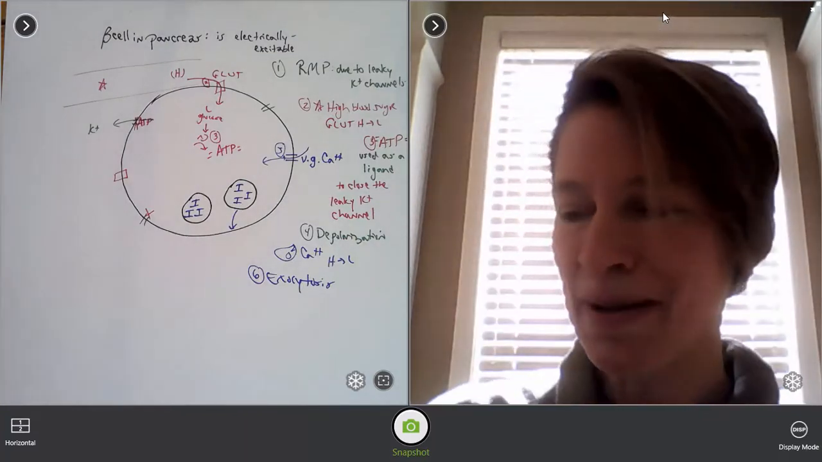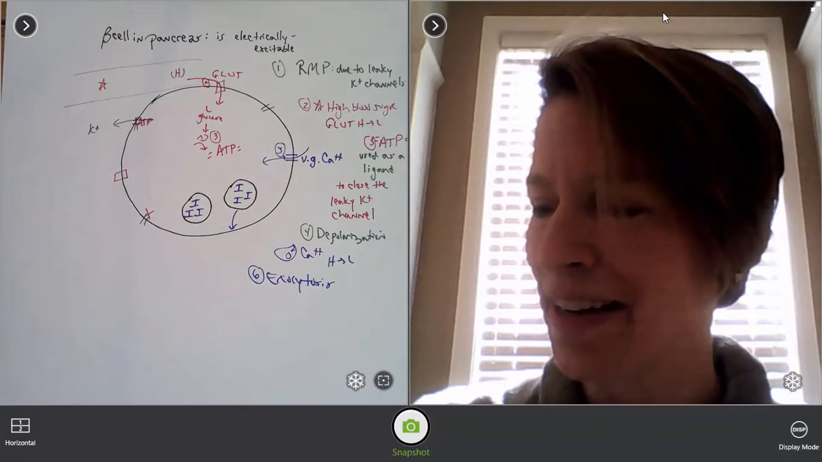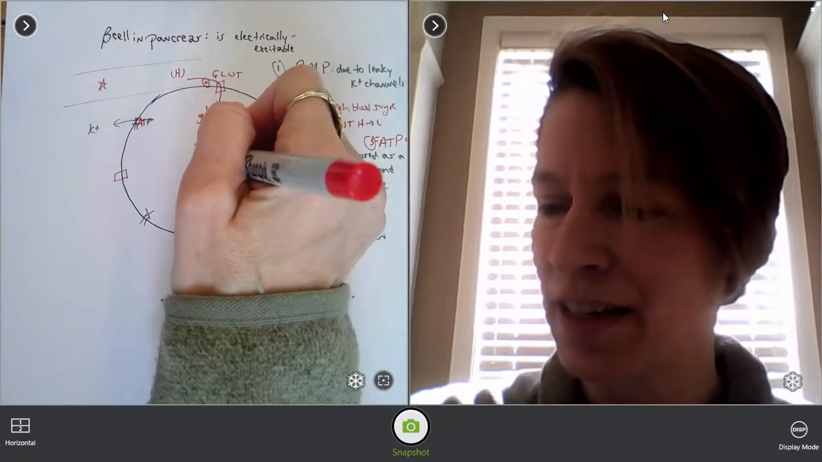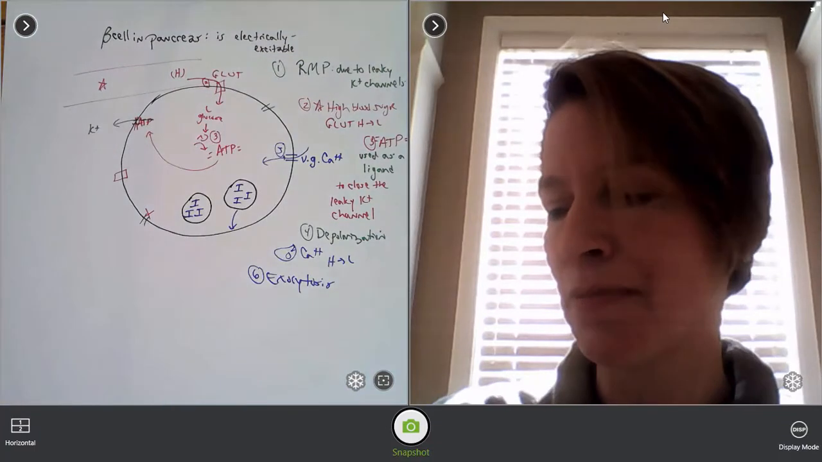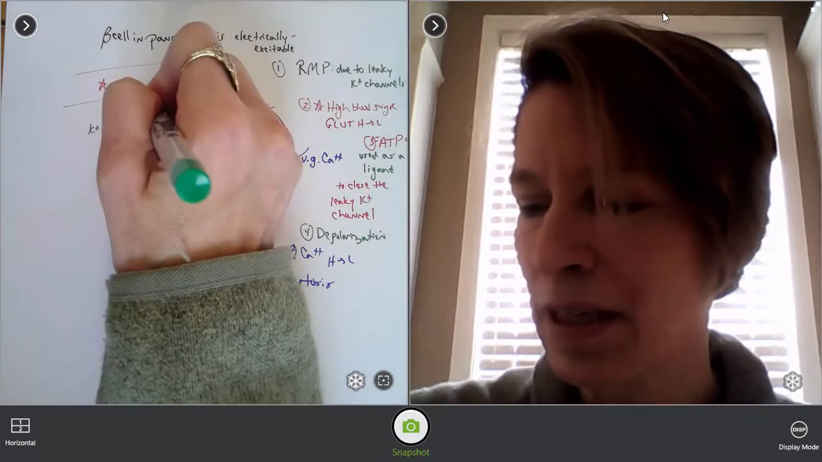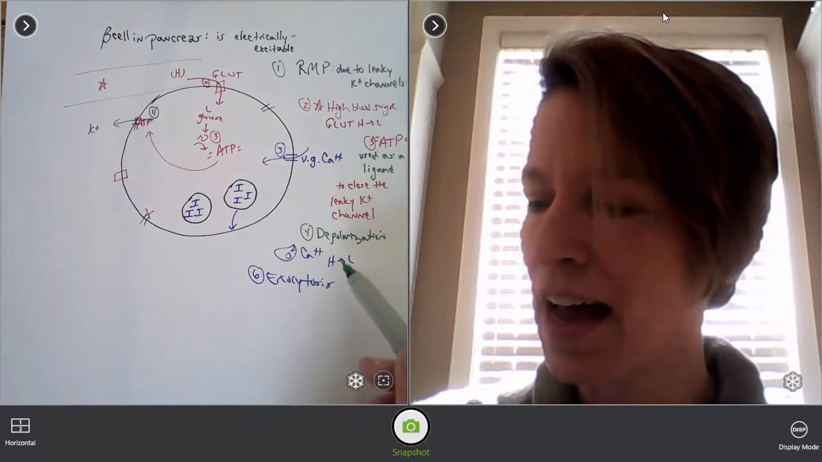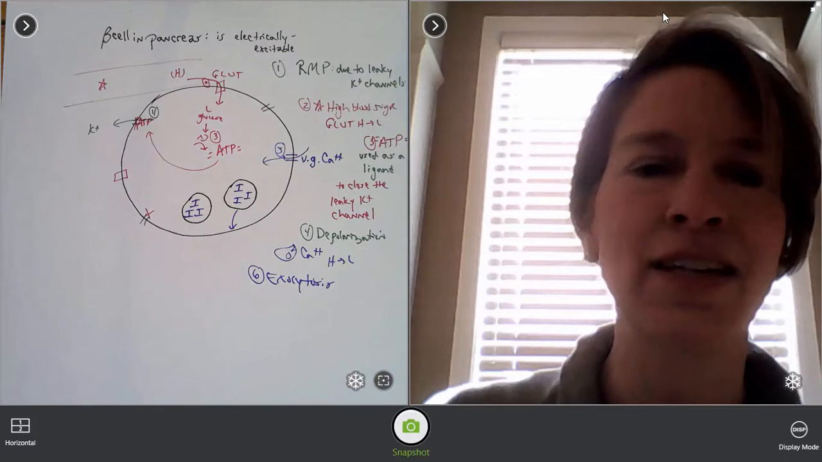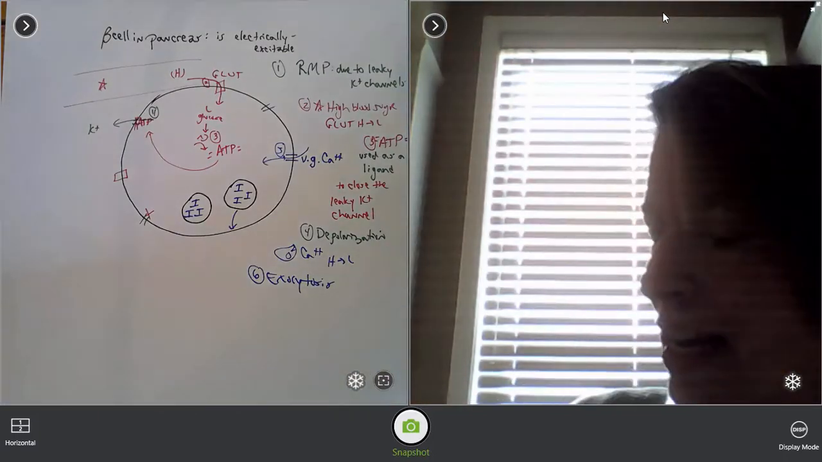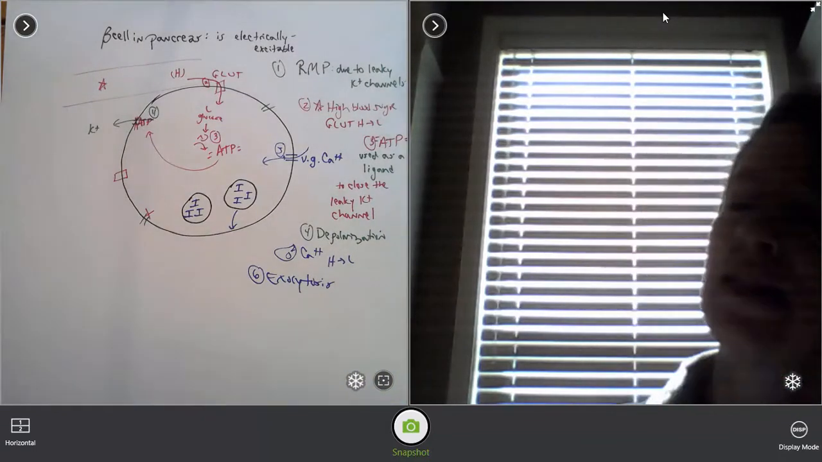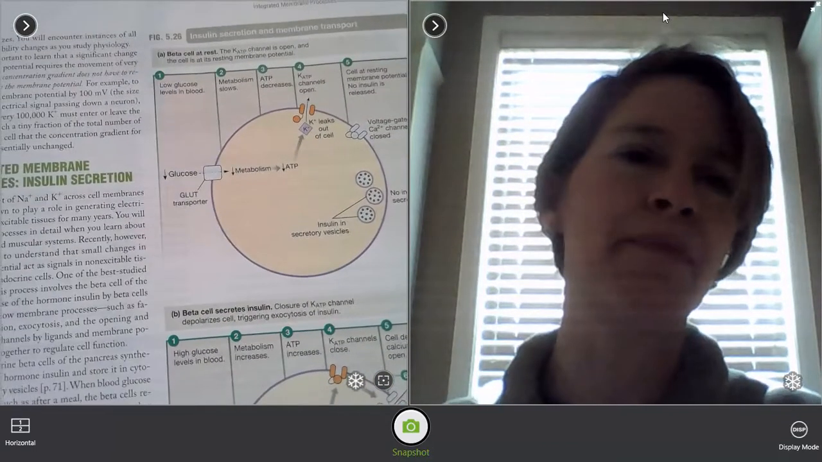So I didn't quite get all the numbers on there, but hopefully you know that when it closes the leaky channel over here, then that will cause depolarization, and that's step 4, because potassium stays in. Step 5, the calcium channel, and step 6 is going to be exocytosis. This is in a weird place in your book, but I love it. So you might want to look that up.